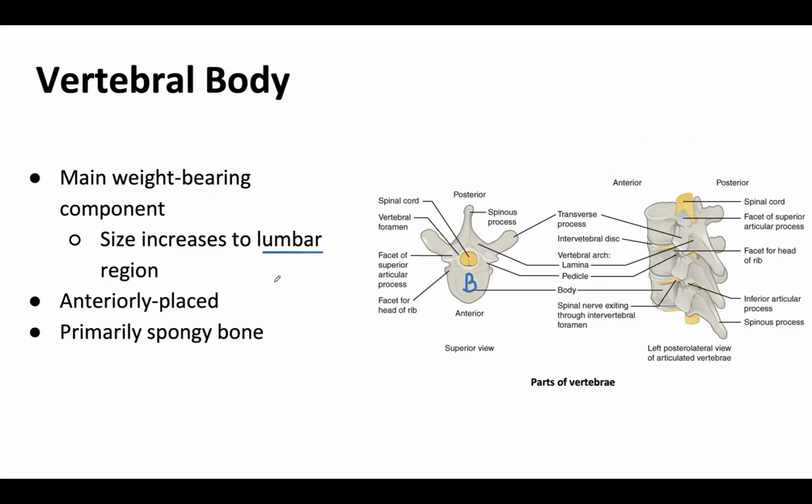The vertebral bodies are also the most anterior portion of the vertebra. And for the movable vertebrae in the cervical, thoracic, and lumbar regions, there'll be intervertebral discs located between the bodies. And we've talked a little bit about this before, but it's primarily composed of spongy bone with that outer layer of compact bone.